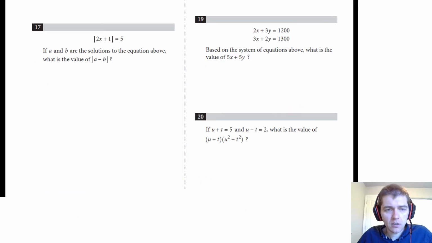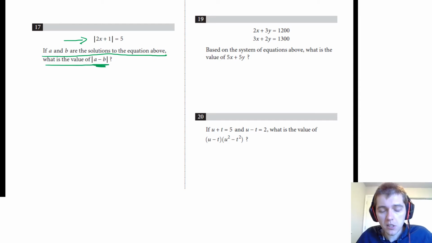Problem 17, they lead off by giving you an equation, and they say A and B are solutions to the equation above. So they mean if A and B are subbed in for x, what is the value of the absolute value of A minus B? Okay, so they're telling you there are 2 different solutions, which makes sense because it's an absolute value. You can have a positive or negative result from that absolute value. So the first solution would be if the absolute value were positive to begin with. You just replace the absolute value with parentheses.